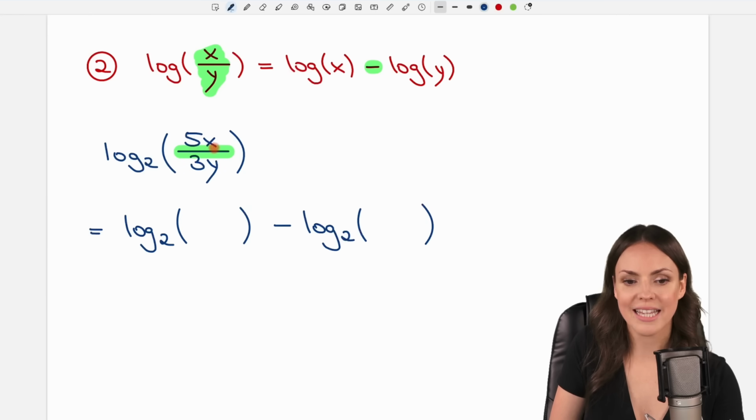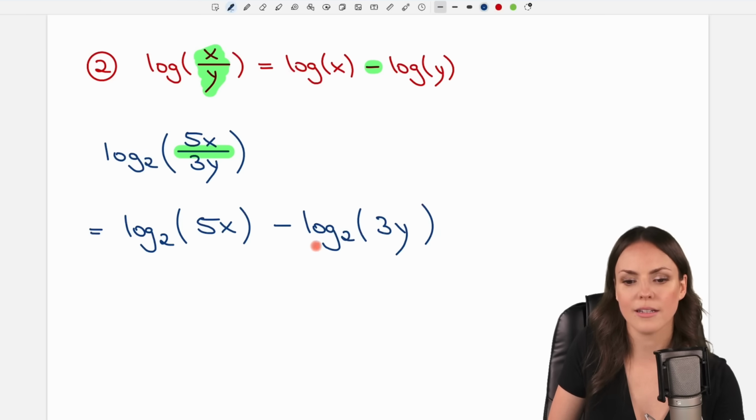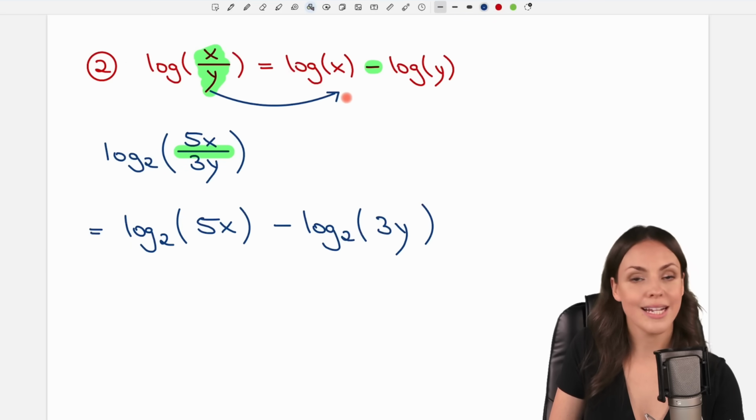So everything that was on top of this fraction here, the 5x, go into the first logarithm. And in the second logarithm, we're going to have everything that was in the denominator. So we take the 3y and write them in our second logarithm. And this was the second rule applied from the left to the right side.